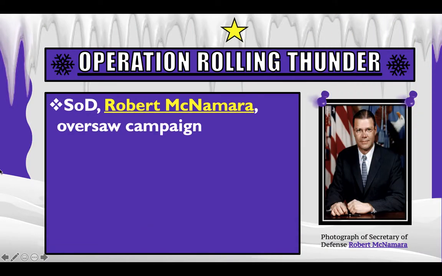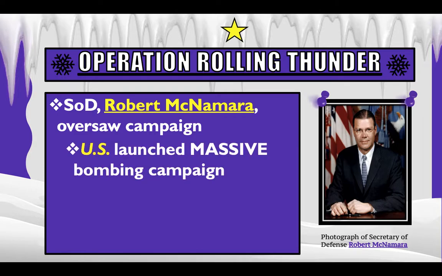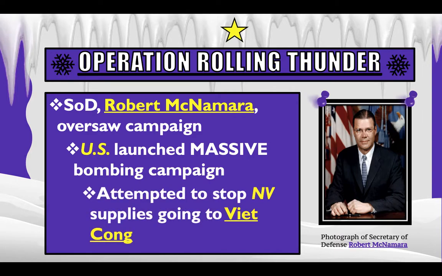So, at the time, the Secretary of Defense is a man named Robert McNamara. He is going to oversee a campaign called Operation Rolling Thunder, which is basically a series of carpet bombings where the U.S. is going to just drop unprecedented amounts of weaponry on Vietnam, destroying the environment and just causing absolute carnage. They try to prevent the North Vietnamese supplies from getting to the Viet Cong, but as you just saw on that map, it's very, very challenging for them to actually do this.